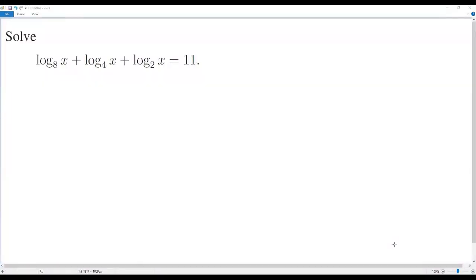Here we have a pre-calculus problem. Okay, let's go to the question. Solve log base 8 of x plus log base 4 of x plus log base 2 of x equals 11. Solve means we have to find the value of the variable x in this equation.